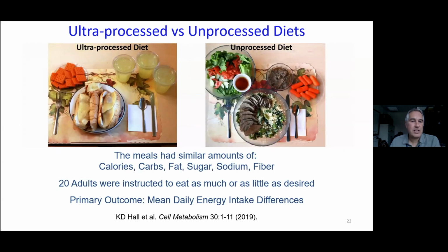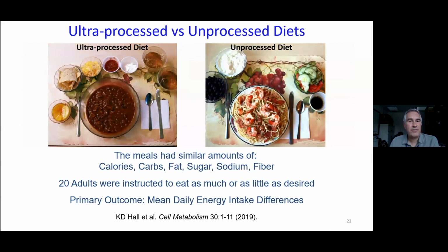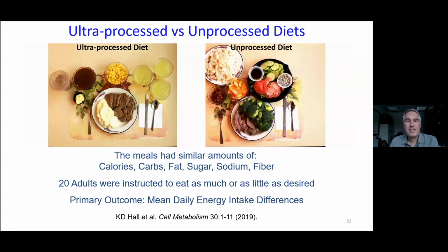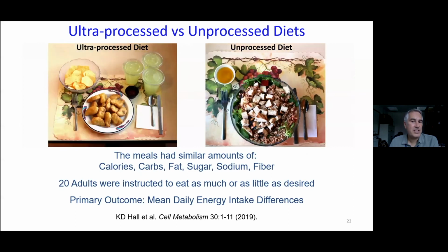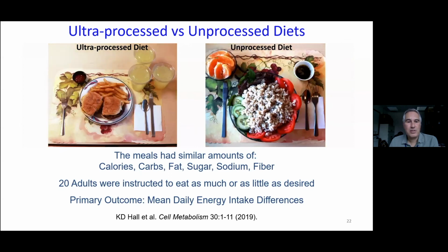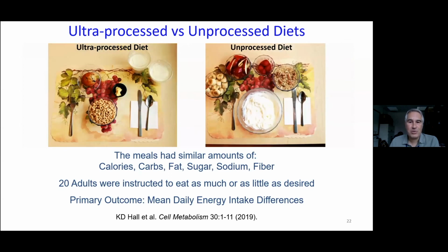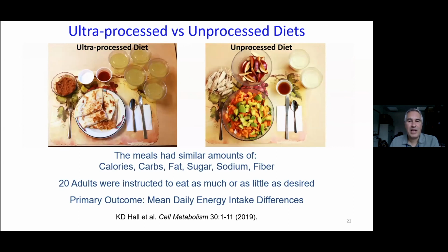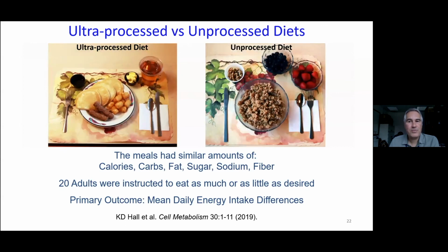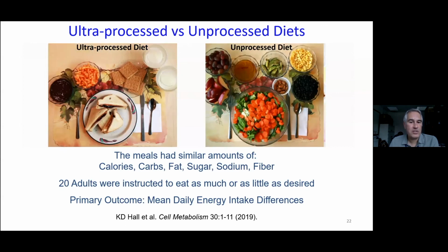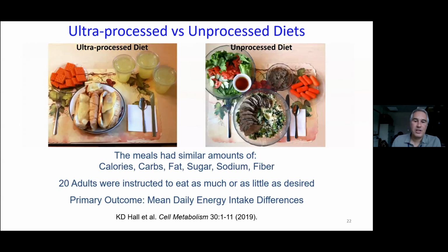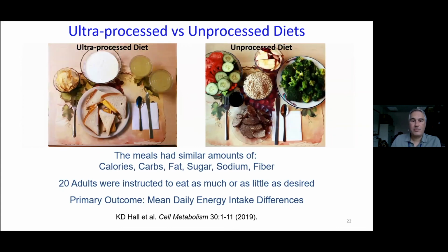On the left, you can see the 7-day rotating menu and the snacks for the ultra-processed diet. On the right is the 7-day rotating menu for the unprocessed diet. The degree of processing was determined by the NOVA classification system, but you don't really need to know that. If you just look at the images, it's not hard to tell which one is the ultra processed and which one is the unprocessed diet. And so these folks were basically told to eat as much or as little as desired. Again, they were told this is not a weight loss study. We're just interested in how these foods affect them.